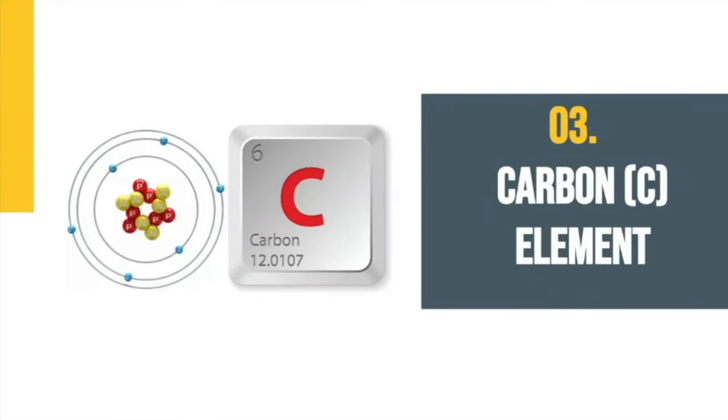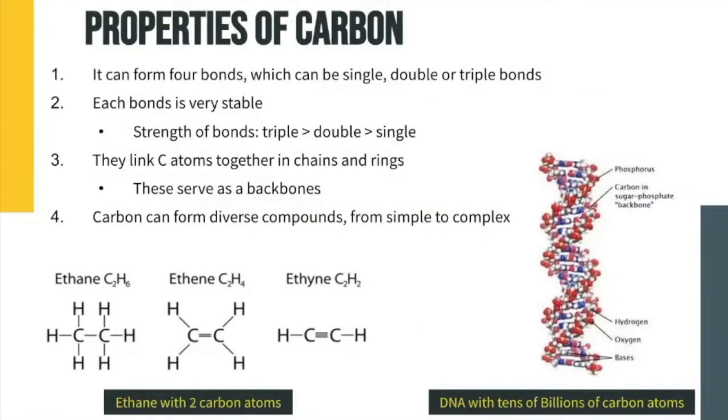The most abundant is the carbon element. So you need to know carbon, because carbon is the backbone of the molecules that we want to learn. Carbon can form 4 bonds, which can be single, double, or triple bonds. And each bond is very stable, okay? And the linked C atoms, this is what we call the backbone here. So they are tied together in chains or rings.